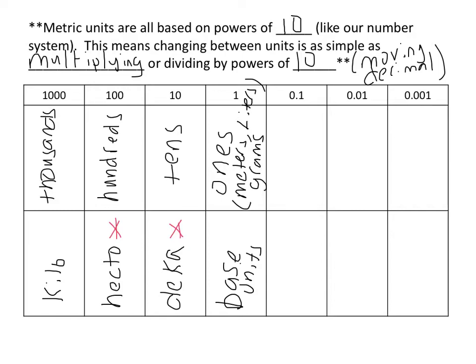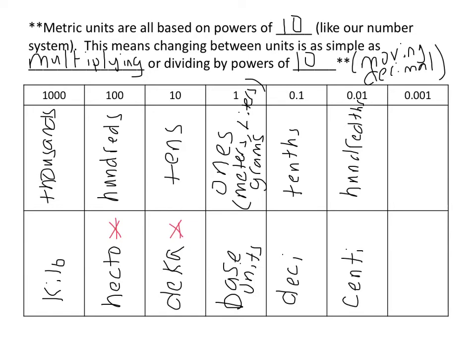Going back, we can break down our ones into tenths, just like in our decimal place. This is a deci, so like a decimal. See the connection? Breaking it into tenths. Then we have hundredths, and this is centi. You think like a century is 100 years. And then we have our thousandths, which is milli.